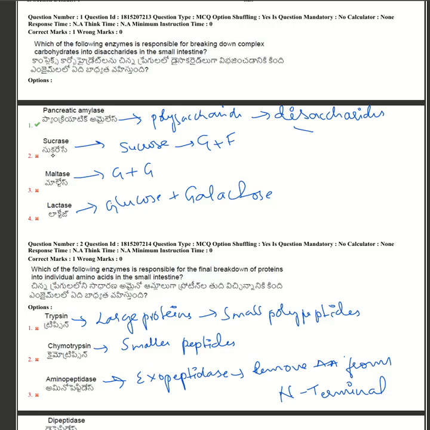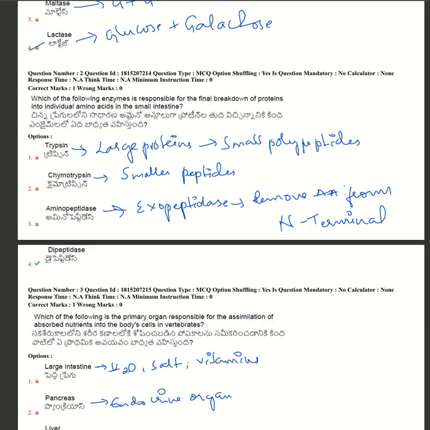And then sucrase is an enzyme responsible for the breakdown of sucrose into glucose and fructose. And maltase is an enzyme for the breakdown of maltose into glucose and glucose, 2 molecules. And then you can see here lactase breaks down lactose into glucose and galactose. Okay, next question.